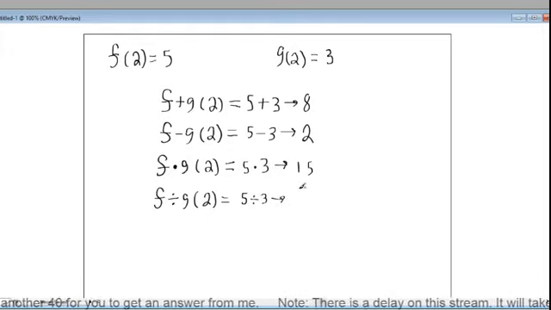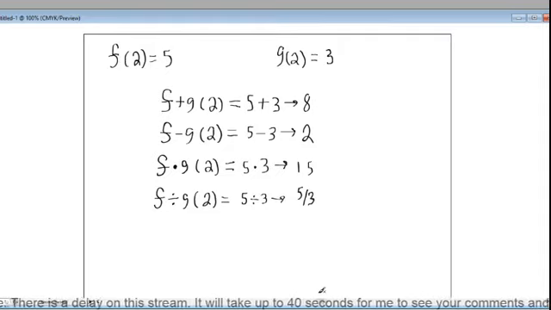We can write it as a mixed number. We could write it as a decimal. I'm just going to write it as a fraction, though, as an improper fraction. So 5 over 3. Okay.